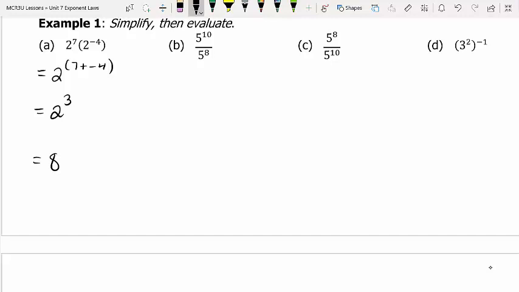Part B, 5 to the power of 10 divided by 5 to the power of 8. So we have the same base, so let's use our quotient rule. So quotient rule says keep the base and subtract the exponents. We're going to use quotient rule again on part C. And now that we have a negative exponent, we're going to eliminate that negative exponent by turning this into its reciprocal with a positive exponent.